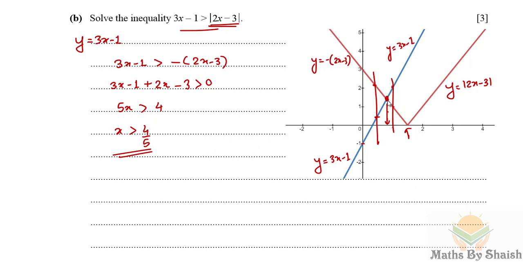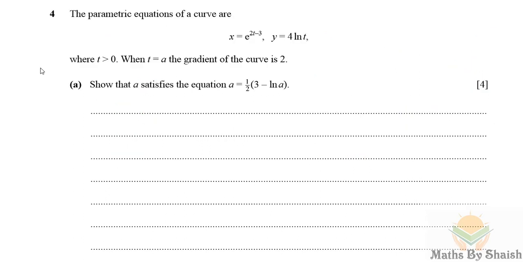Let's do the fourth question. And here is question number 4. The parametric equations of a curve are x is equal to e raised to the power 2t minus 3 and y is equal to 4 ln t, where t is greater than 0. When t is equal to a, the gradient of the curve is 2. Meaning at t is equal to a, this 2 is going to be dy over dx.